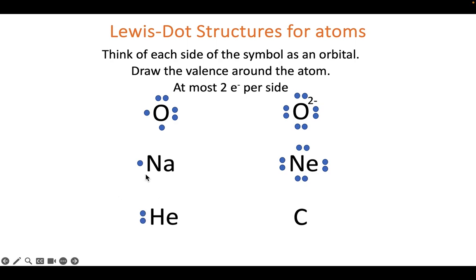And no, it doesn't really matter which side you put the electron, which one you start on. I started for sodium. I put one here. I could have put it here or here or here. It doesn't really make any difference. Carbon has 4 valence electrons, so you would simply put its 4 electrons, 1 on each side, around it. And that's how you do the Lewis dot electron dot structure for individual atoms.